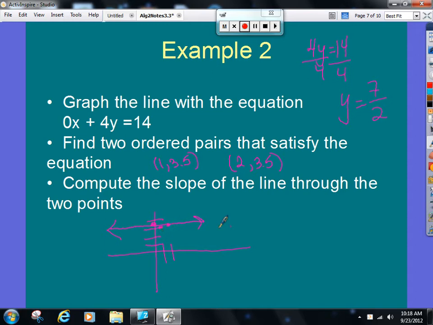Compute the slope of this line. Once you look at it, you know it's 0, but why? Because of the slope formula, y2 minus y1 over x2 minus x1. 3.5 minus 3.5 over 2 minus 1 is 0 over 1, which equals 0.